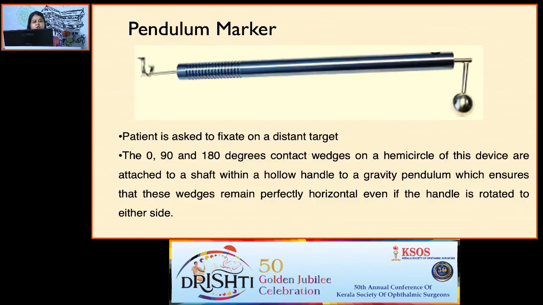Next is the pendulum marker. This is an instrument where the patient is asked to fixate on a distant target, and the 0, 90 and 180 degree contact wedges on a hemicircle of the device are attached to a shaft within a hollow handle to a gravity pendulum. This ensures that the wedges remain perfectly horizontal even if the handle is rotated to either side.